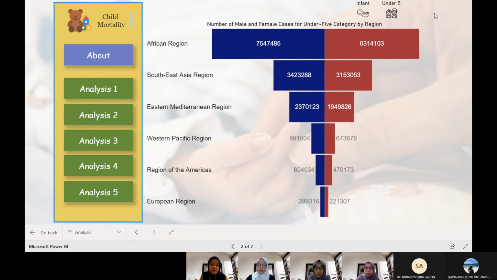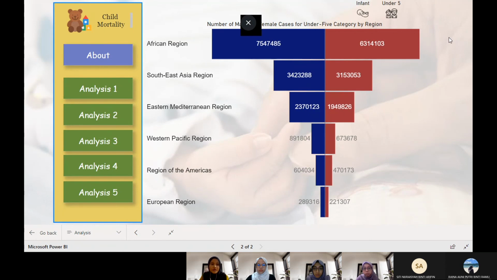Right, so if we click the under 5 category button, as you can see, the number of male cases for the African region is around 7.5 million, while female cases are 6.3 million. Same as the infant category, the male attributes had more cases compared to the female attributes. Hence, the difference in the number of mortality cases for female and male attributes is 1,233,382 cases. In conclusion, the under 5 category had a larger difference compared to the infant category. And that's all for our presentation, and thank you.